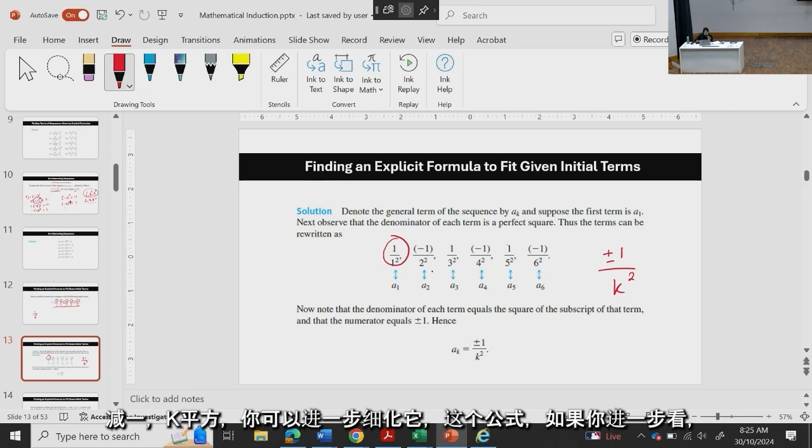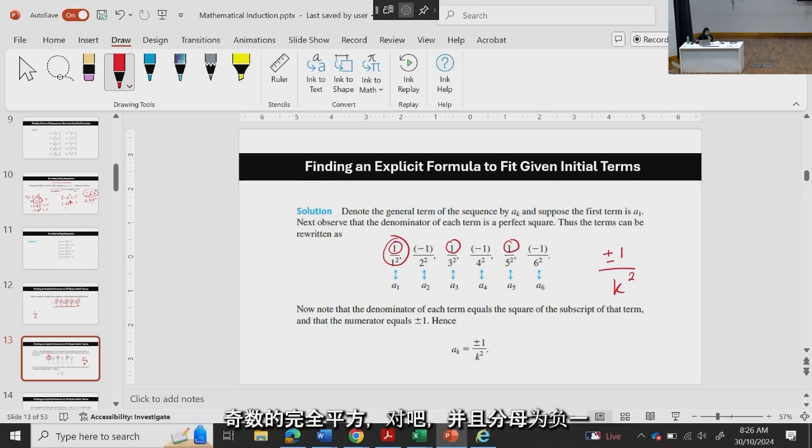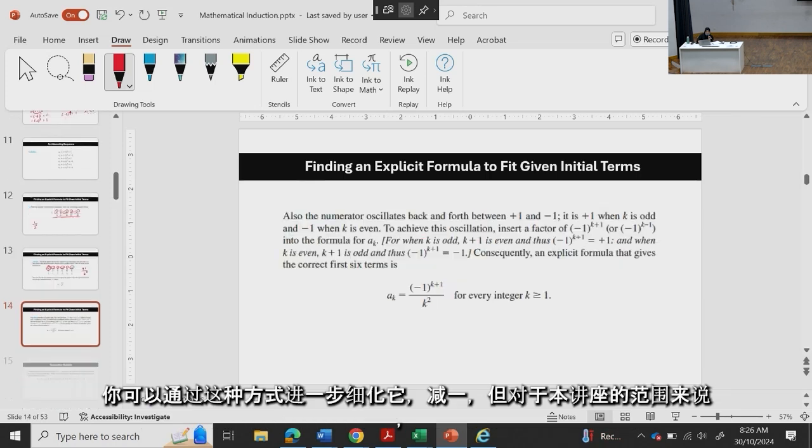If you look further into it, wherever you have positive 1, see what type of number you have in the denominator. Perfect squares of odd integers, right? And wherever you have minus 1 in the numerator, you have perfect squares of even integers. So you can further refine it in this way.